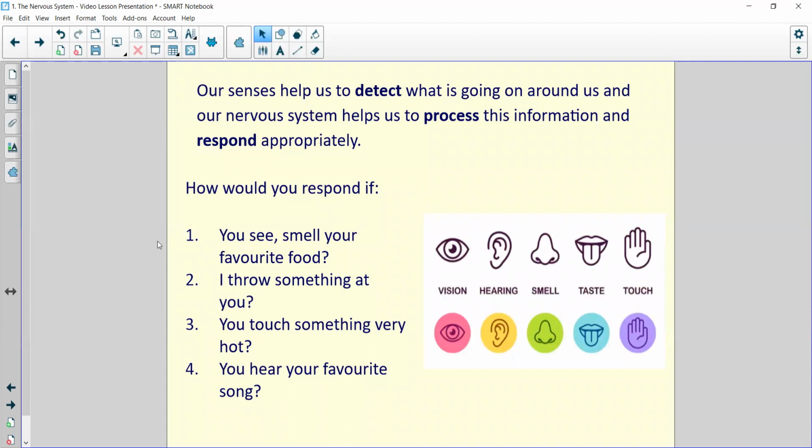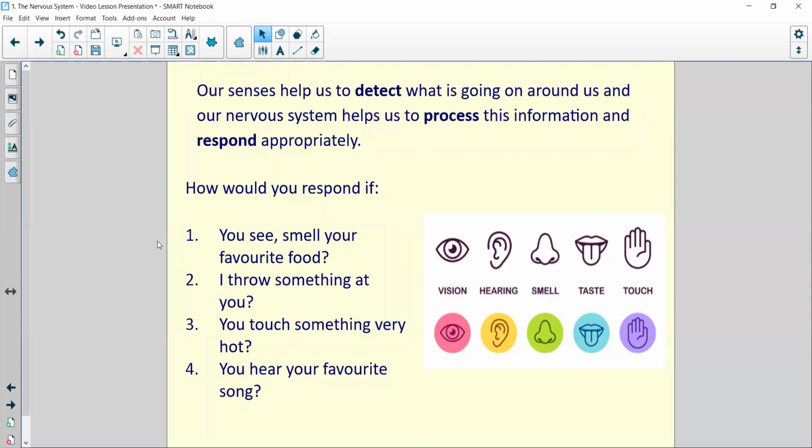Okay, so the senses have to detect what's going on around us. They pick up information and then help us process it to respond in an appropriate way. So we can see the 5 senses here. Our vision, the key sense organ is going to be our eyes. Hearing is going to be the ears. Smell through the nose. Taste through the tongue. And then touch is through our skin.